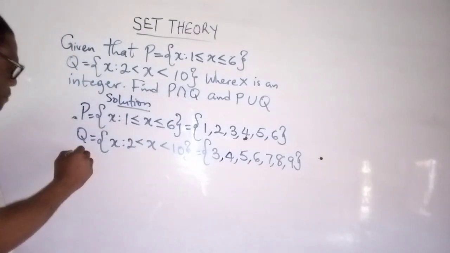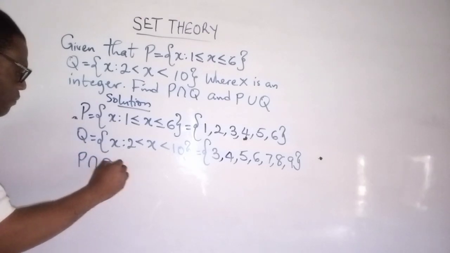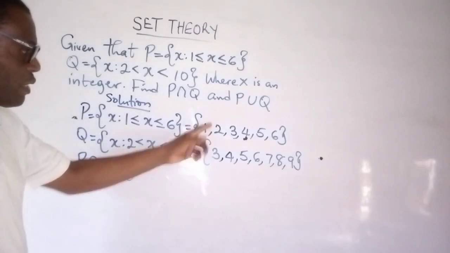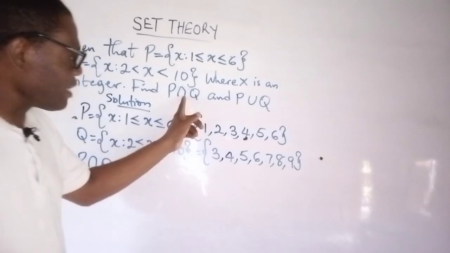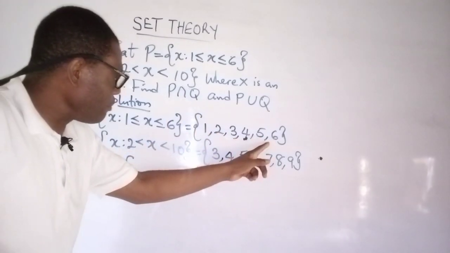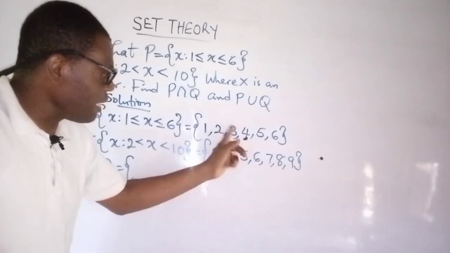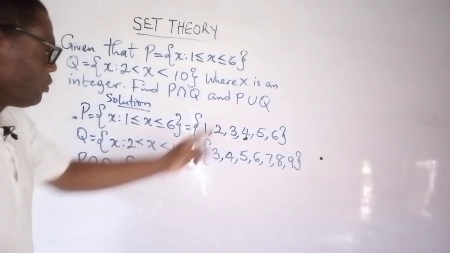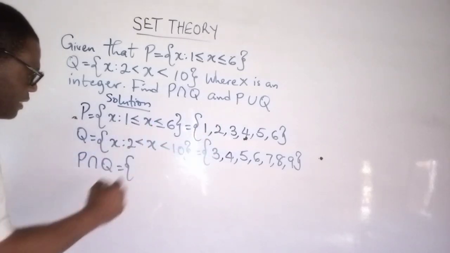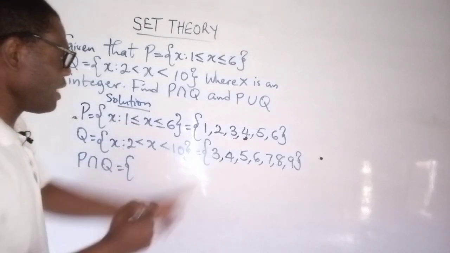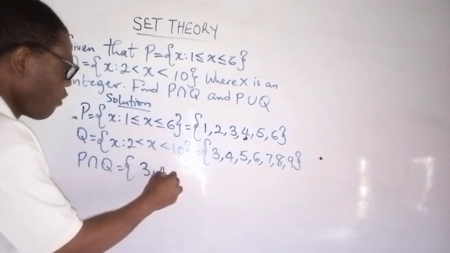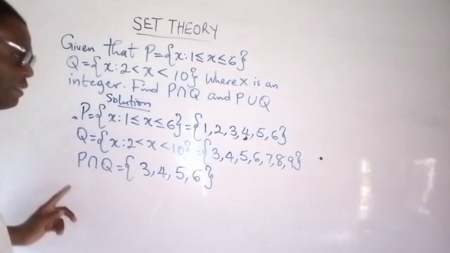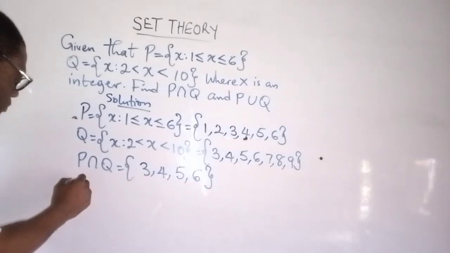Now let's solve the problem. P intersection Q. P intersection Q refers that these two sets are such that before you can get the intersection, the one that is common to P and Q, the one that is common between them, is what we call the intersection. That is the values that are common to both P and Q, the two sets. So we have the common values here. I'm going to have 3, 4, 5, and 6. That is the intersection of P and Q.